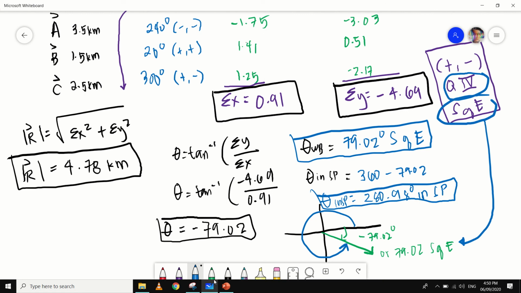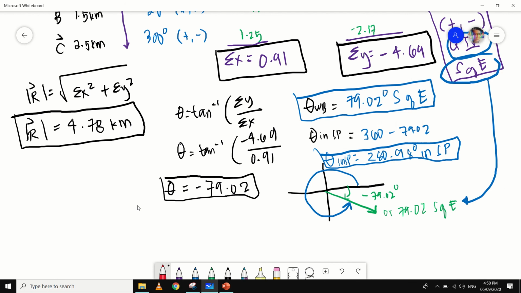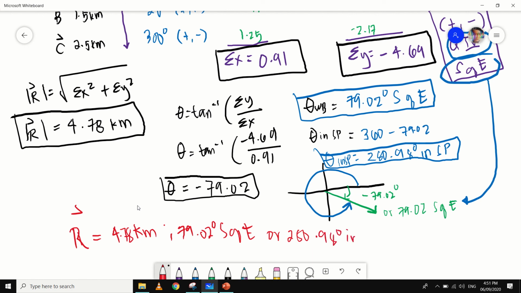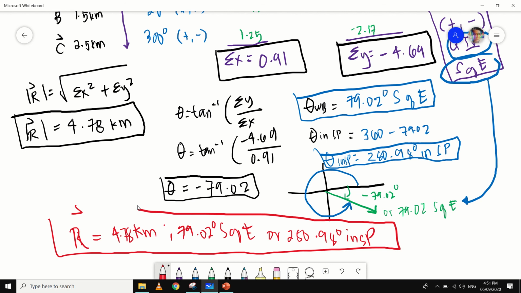So your final answer, wait, let me write the final answer. Final answer is, your vector R is 4.78 kilometers, 79.02 degrees south of east, and 280.98 degrees in standard position. So hopefully you're able to get the same answer that I got.